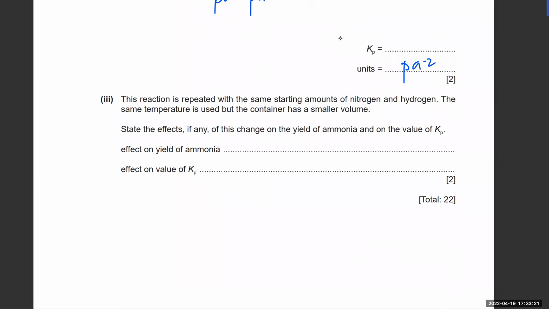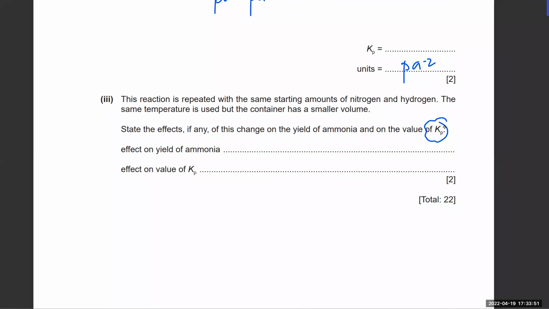Okay. The next one: the reaction is repeated using the same starting amounts of nitrogen and hydrogen. The same temperature is used, but the container has a smaller volume. State the effects, if any, of this change on the yield of ammonia and on the value of Kp. So first thing, Kp changes. What thing changes the value of Kp? There's only one thing that changes the value of Kp. What is that?